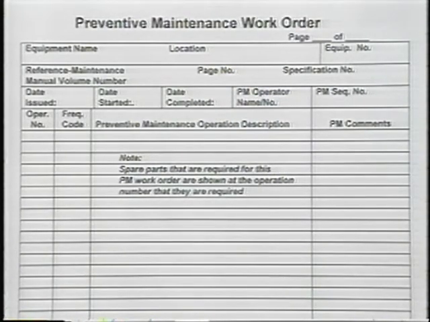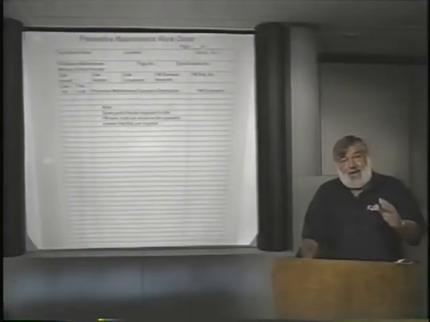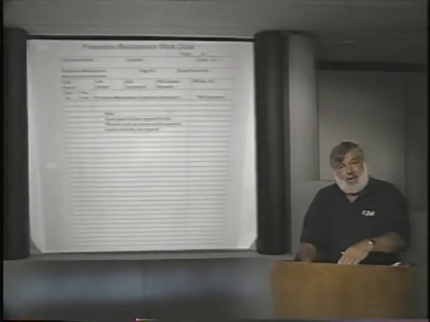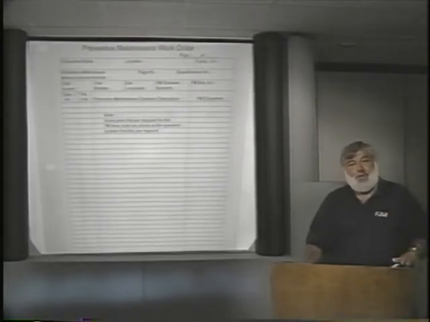there's a note in the center of that particular document which indicates that the spare parts that are required for this PM work order are shown on the operation numbers that are reflected in the left-hand column under OPER, O-P-E-R, which is abbreviation for operation number. If any tools, equipment, and special documentation is required, then likewise those tools, the equipment, and document numbers would likewise appear by the operation number where they are going to be used.